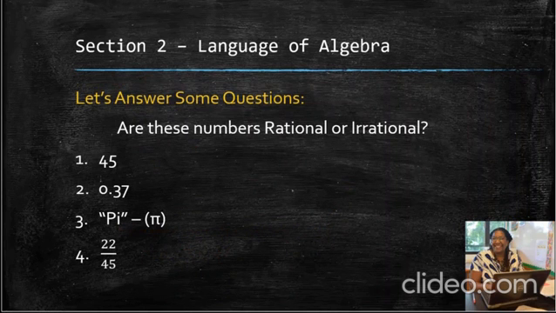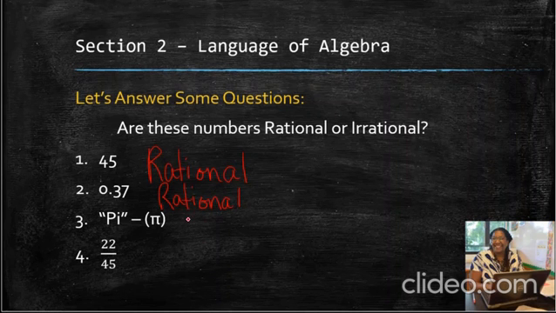Let's look at these 4. Number 1 is 45. Do we think that's rational or irrational? I would say that it's rational because it is a whole number. That's rational. 0.37 is a decimal. Decimals fall in the category of rational numbers also. So I will call this one rational as well. Hopefully you guessed that too.